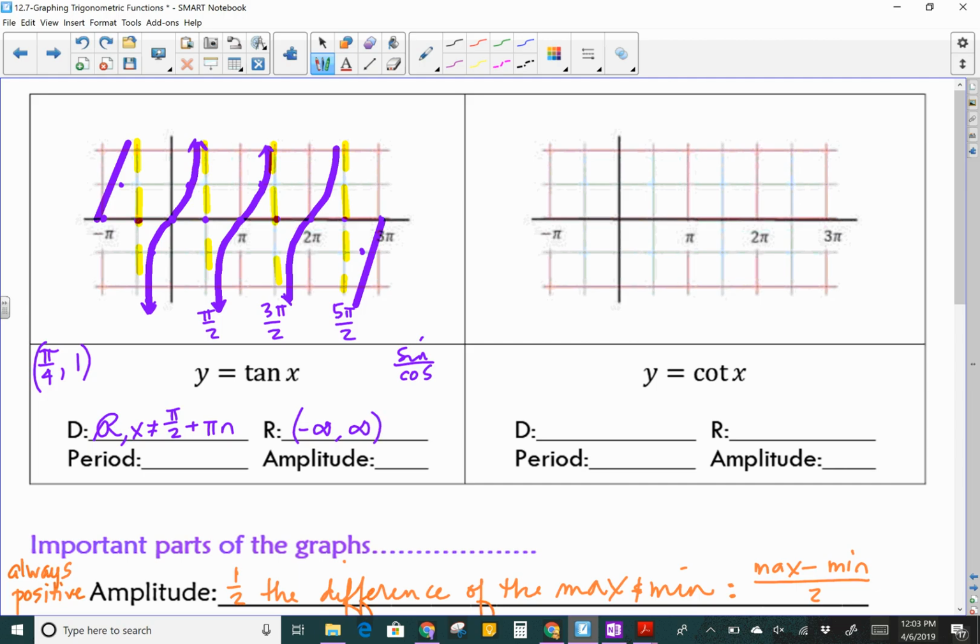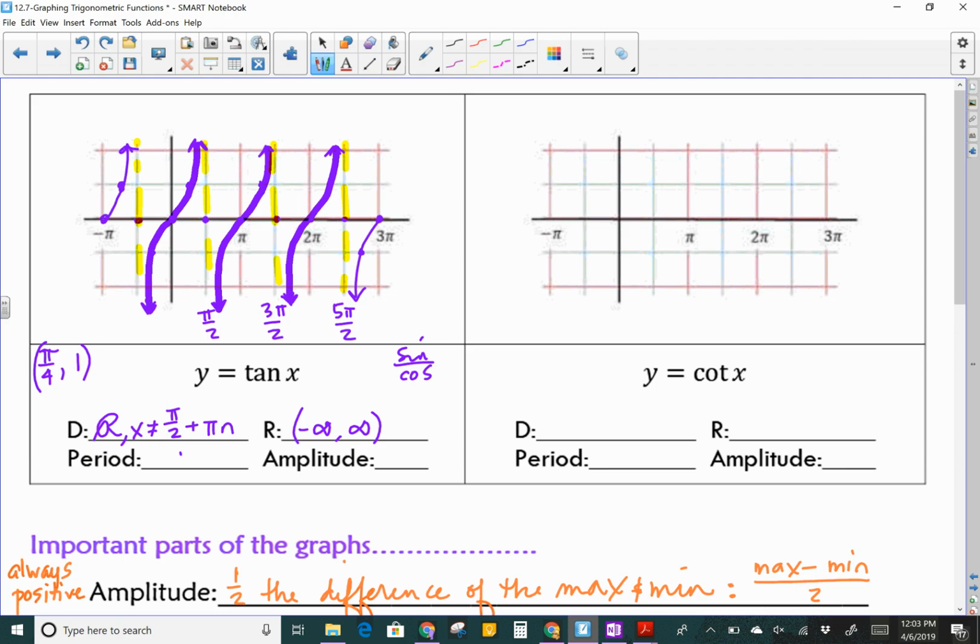Now, the next thing is, what is the period? How long does it take for this thing to repeat? Well, hopefully you can tell that it's repeating the same thing. So whether you go from pi over 2 to 3 pi over 2 or negative pi over 2 to positive pi over 2, you should be able to tell me that the period is pi.